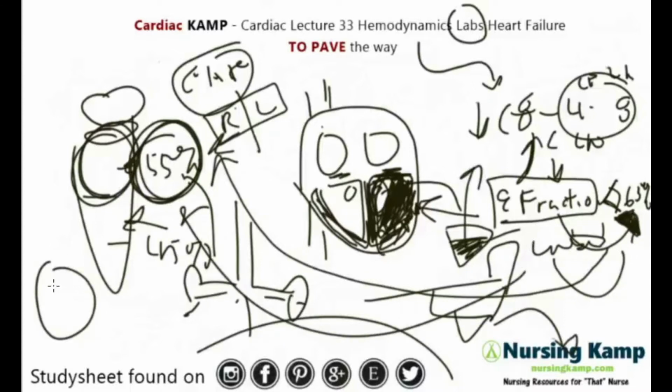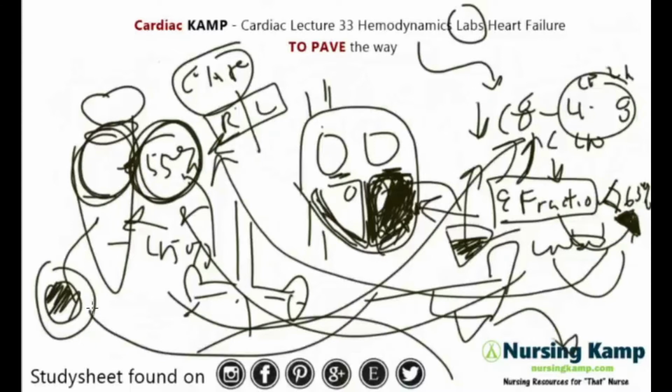And in the previous lecture, we talked about the fluid building up because of decreased cardiac output. And that volume is the ejection fraction. It can't pump out enough because of the tissue damage; the damage is heart failure. All right, so what happens?